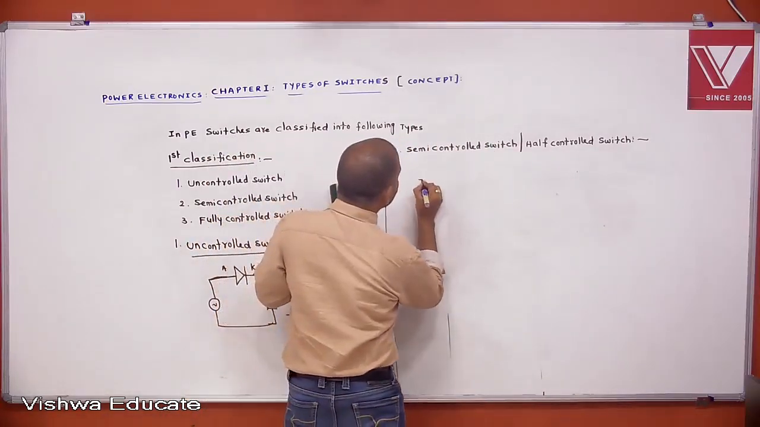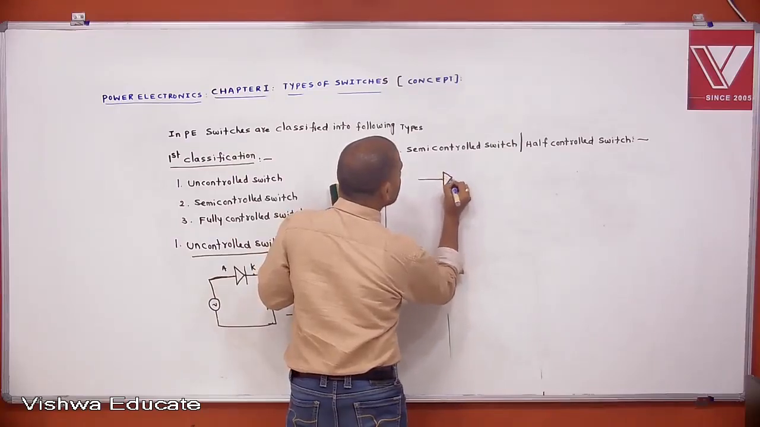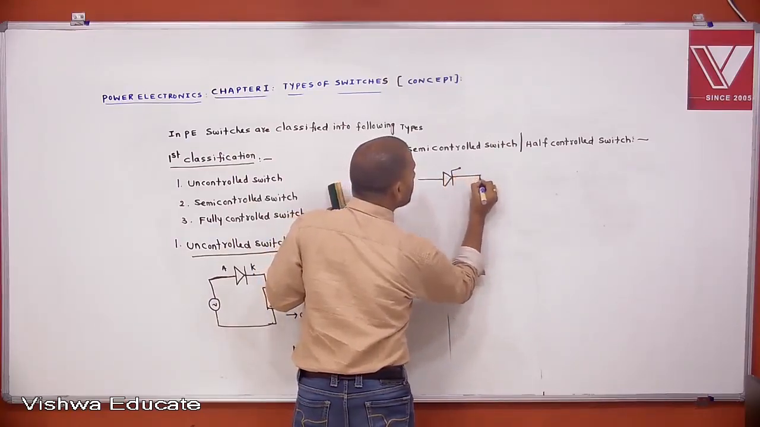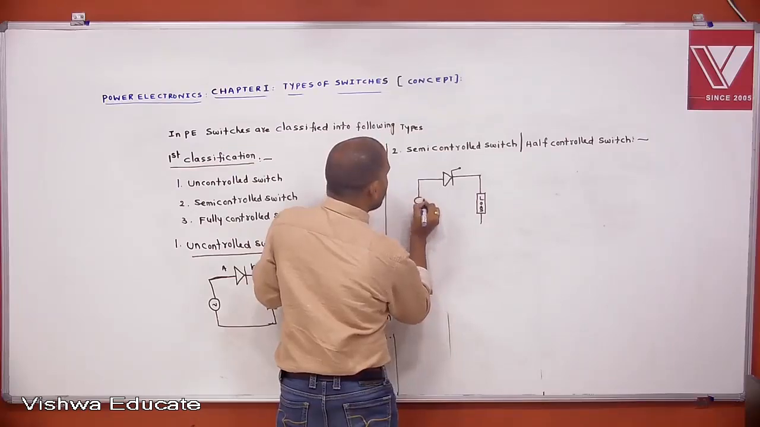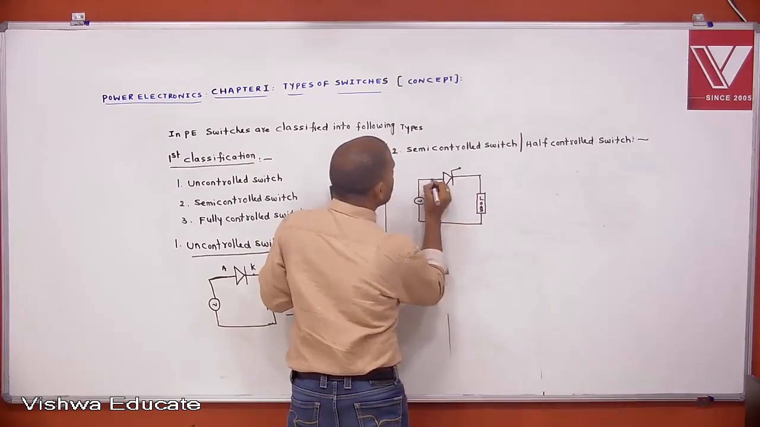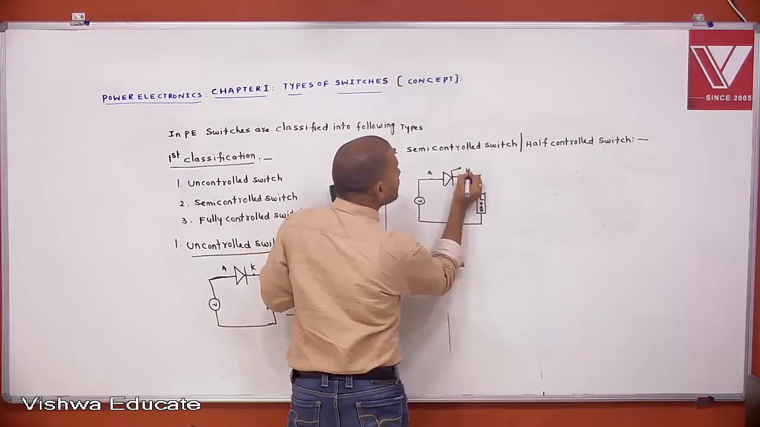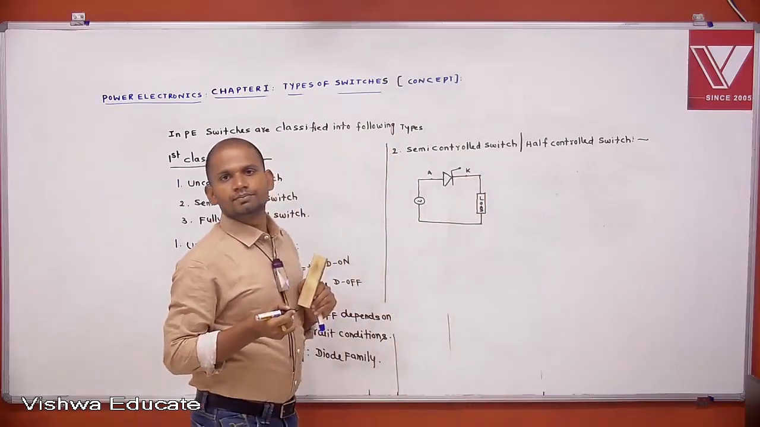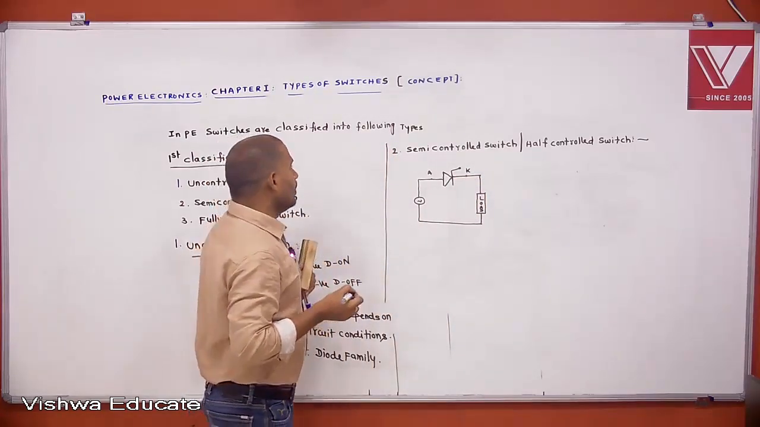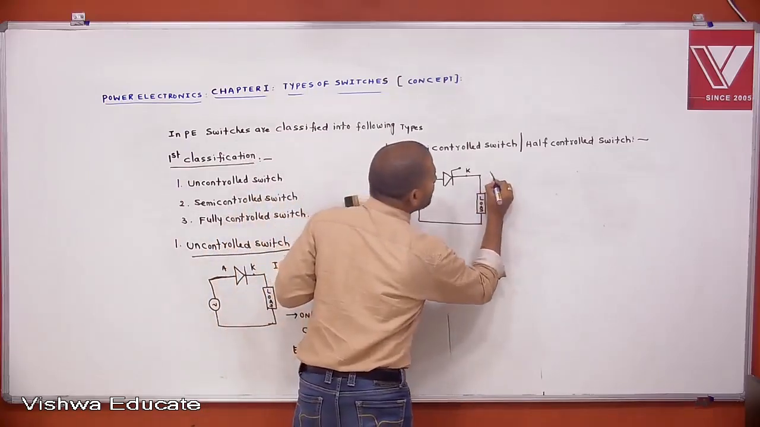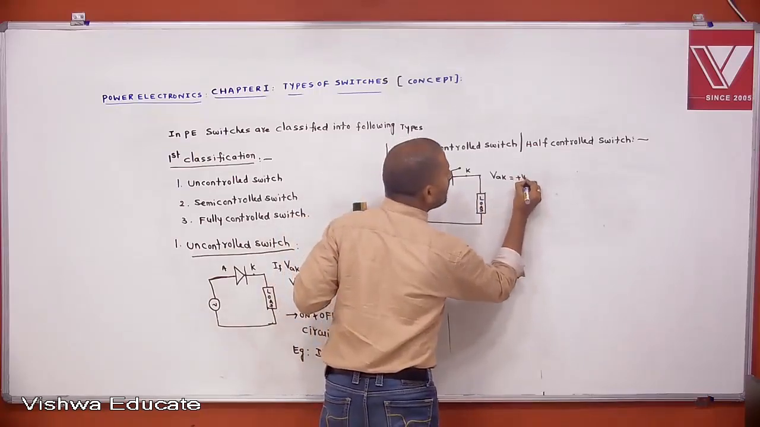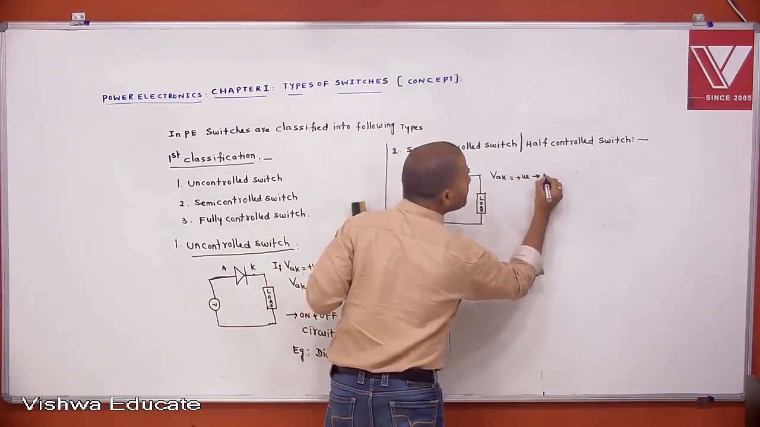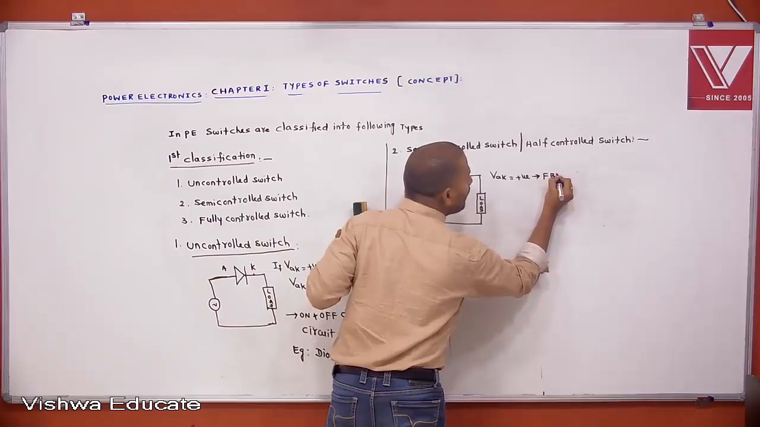Let us consider a thyristor connected in a particular circuit. This is the load. We are giving some supply. This is anode and this is cathode. If the anode to cathode voltage is positive, in detail later I will explain this operation also, the thyristor is under forward blocking mode.